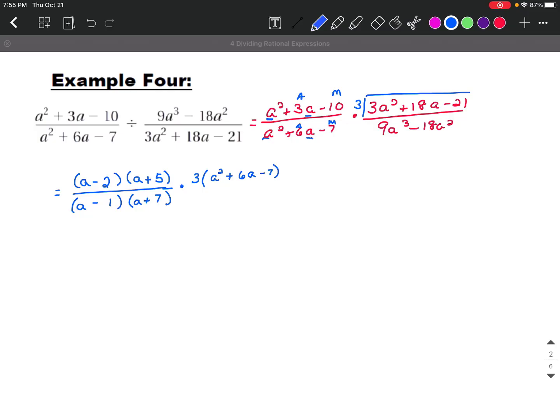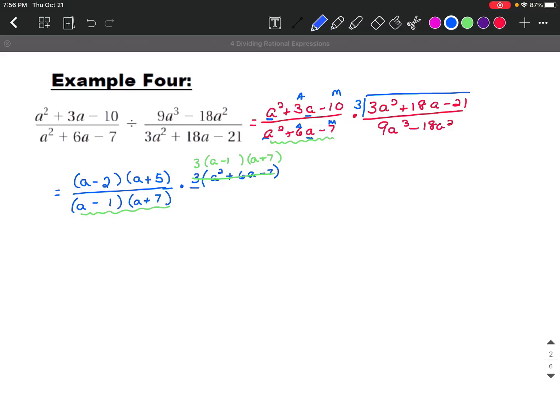Well, guess what, guys? We're not done factoring. We're going to keep that 3, but this a squared plus 6a minus 7 is a trinomial. Now, wait a minute. That sounds like a very similar trinomial. Didn't we just factor that over here? A squared plus 6a minus 7? We did. So that's a minus 1 times a plus 7. That's the exact same thing we had over here, only now we have a 3 in front of it.